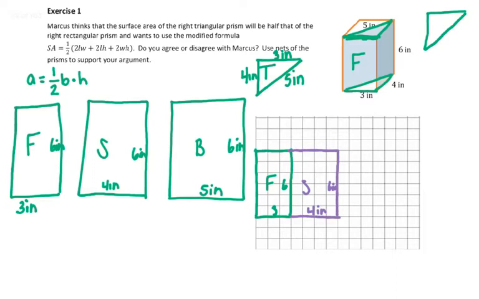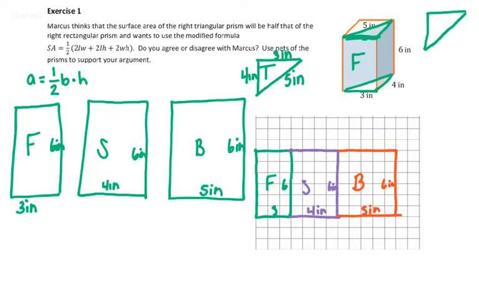And then I also have the back of my prism. So I'm going to do the back of my prism in a different color. And the back of my prism is 5 inches wide. So I've got 1, 2, 3, 4, 5, and 6 inches tall. So here's the back of my prism. So we've got 5 inches and 6 inches here, and this is the back.